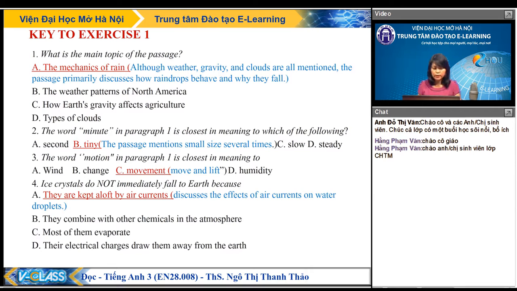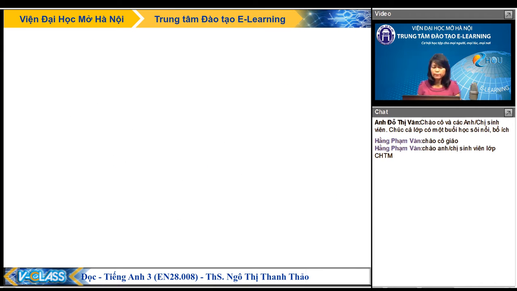So the answer here is A. They are kept aloft by the air currents. The reason why A is the correct answer: the passage discusses the effect of air currents on the water droplets. So A is our correct answer for number 4. Move on to the next one.